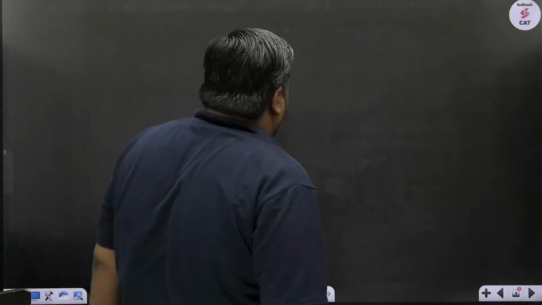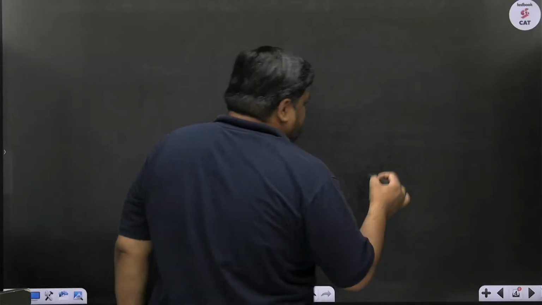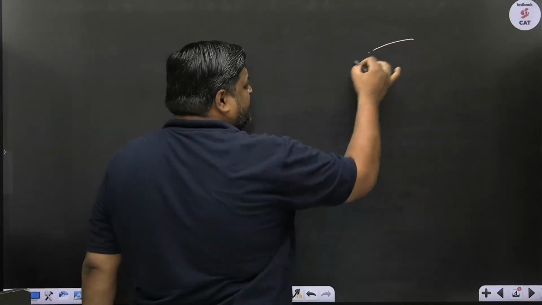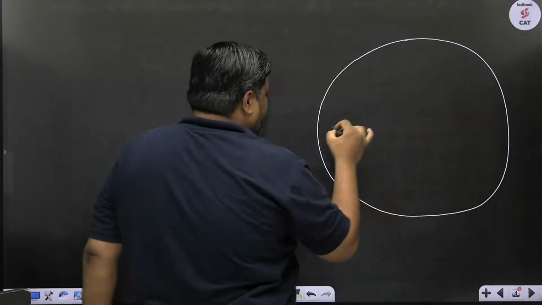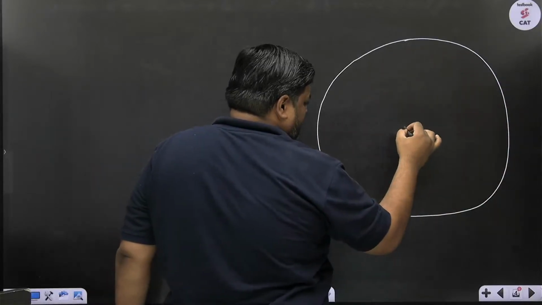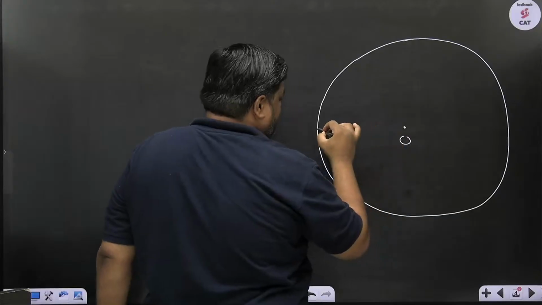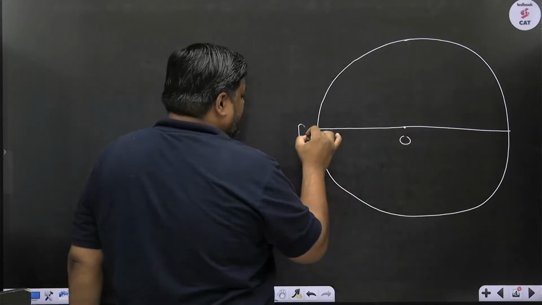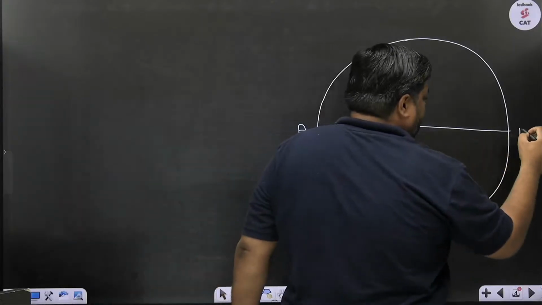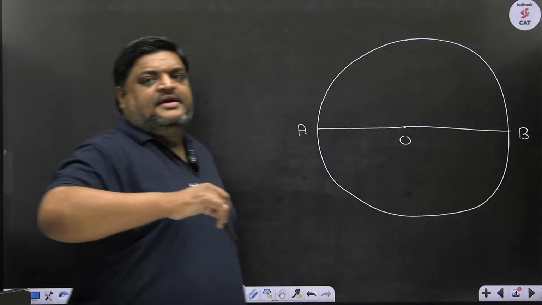Let's see the next one. Let's draw a sweet circle, again a sweet round circle, and let this be the center O. So this would be the diameter AOB.